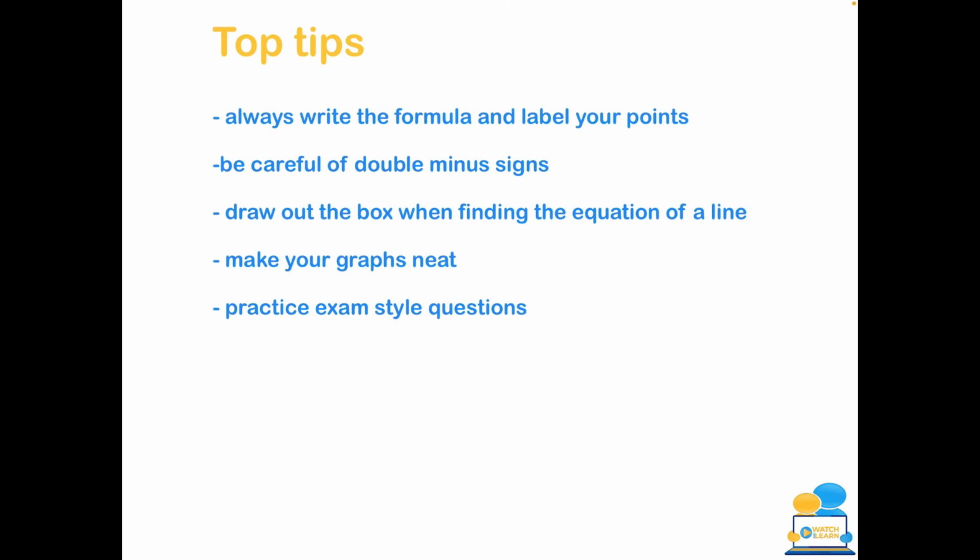So just to end, some tips for how I would approach this topic when you're revising. First thing, always write out the formula and label your points. By label your points, I mean your x1, y1, your x2, y2. When you're writing out the formula, some people think, I've done loads of these questions, I know the formula. Make sure you still look at the formula book, because you could make a small mistake with a minus sign or a plus sign. So always write out the formula from the formula book.